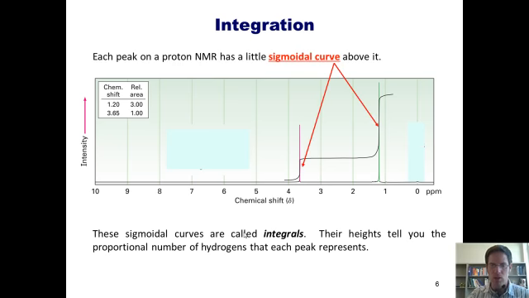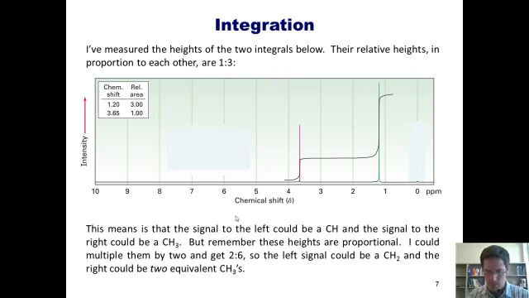Now in proton NMR, you'll also see that each peak has a little sigmoidal curve above it. These sigmoidal curves are called integrals. Their heights tell you the proportional number of hydrogens that each peak represents. For example, let's say that I've measured the heights of the two integrals shown here, and I found their relative heights in proportion to each other to be 1 to 3. What does this mean? Well, it means that the signal to the left could be a CH, and the signal to the right could be a CH3.